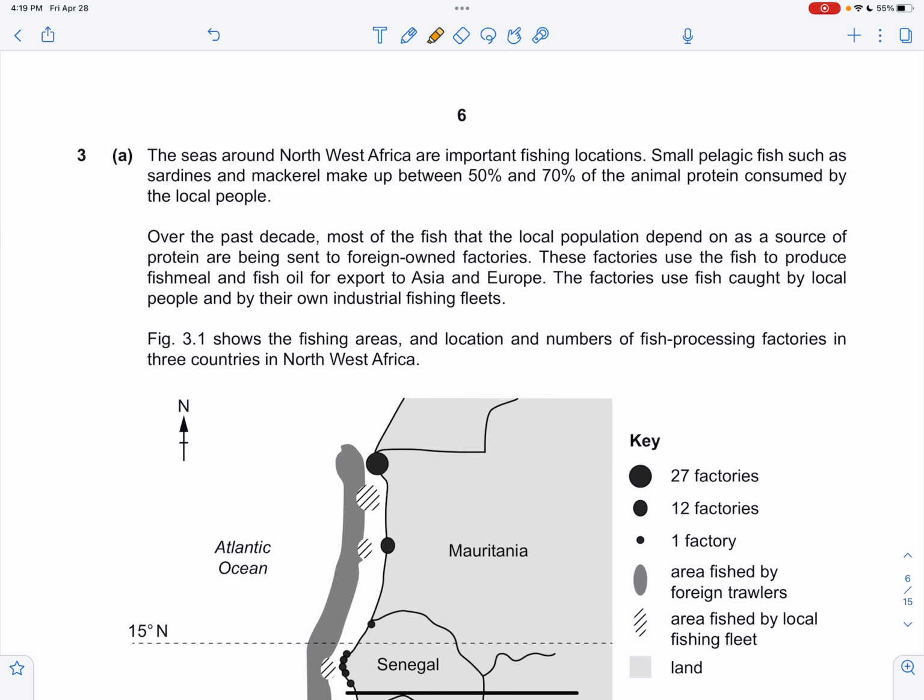Okay, a question about fishing methods and the sociological effects and economic effects of it.